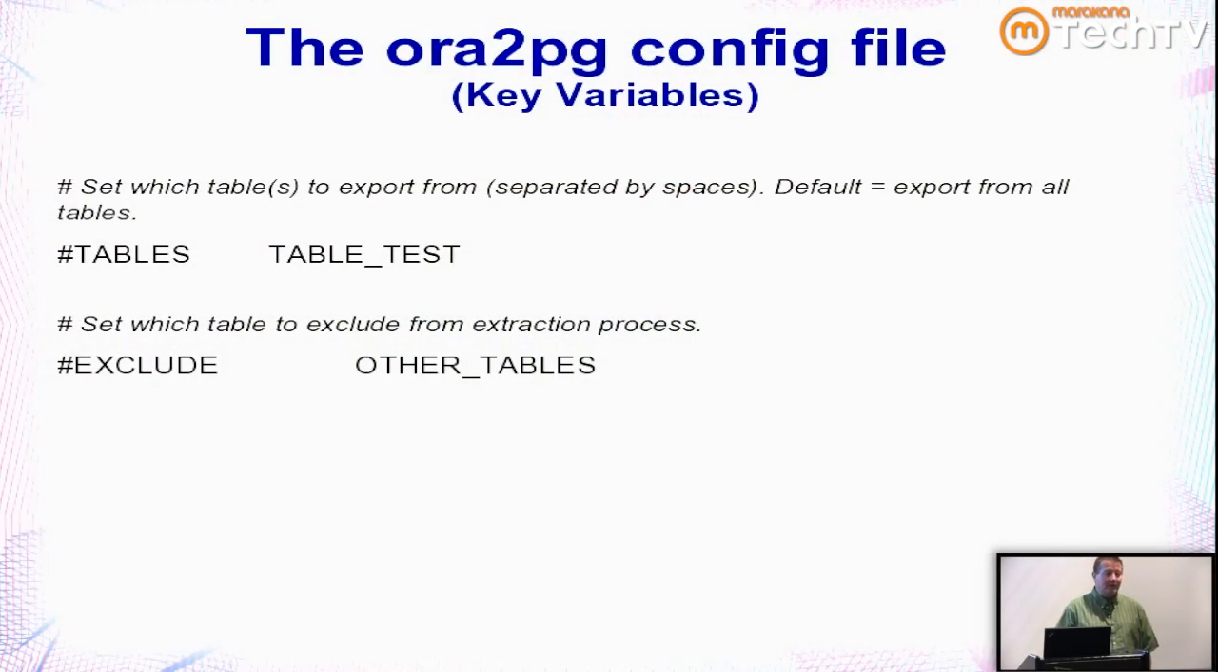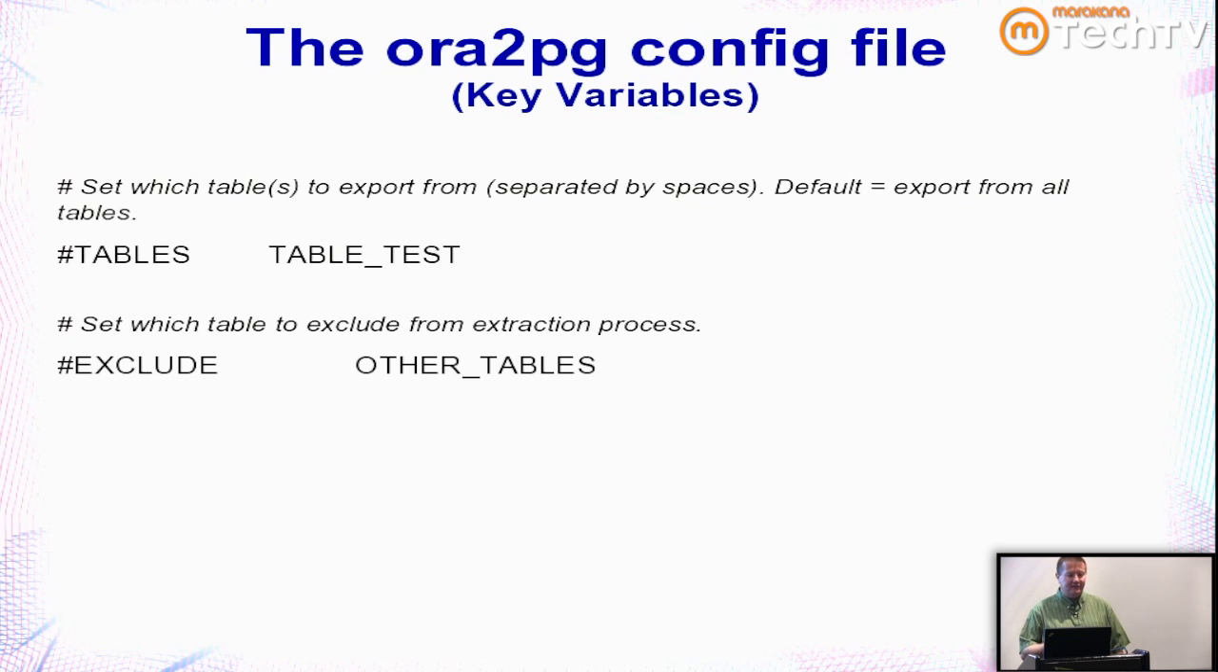Likewise, there's a variable called tables. By default, it's commented out. If you don't specify anything, it dumps all the tables in the specified schema or schemas. Or if you're dumping data, it'll dump data for all the tables in that schema or schemas. However, if you put a table here or a list of tables separated by spaces, those are the only tables that ora2pg will dump.